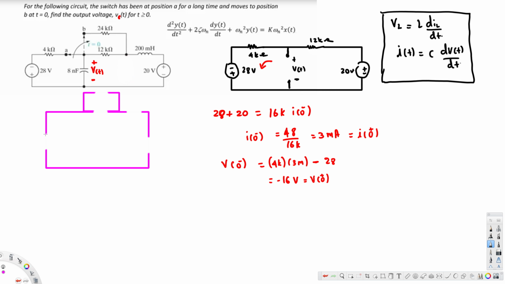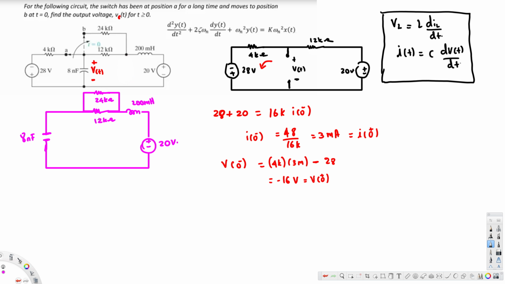So this is our capacitance, that is 8 nanofarad, and this resistance is 12 kilo ohm, and here we have 24 kilo ohm, and here we have 200 millihenries, and this is our 20 voltage source, 20 volts.